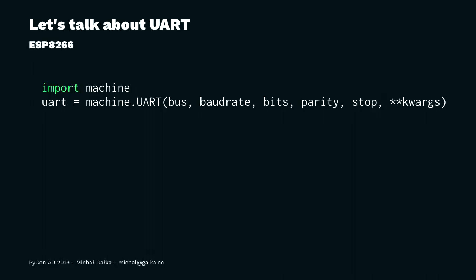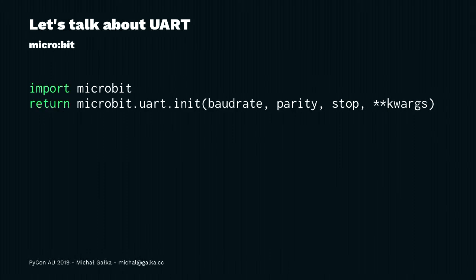So this is how you instantiate UART on ESP. This is how you instantiate it on LoPy. This is how you instantiate UART on micro:bit. So it turns out that micro:bit actually doesn't use the machine module to control the UART. And UART is not actually a class, but a module on micro:bit. So it's a slightly different approach.